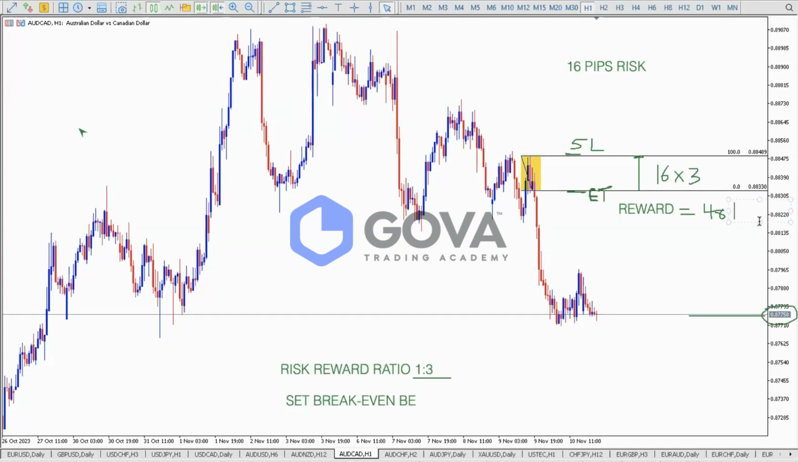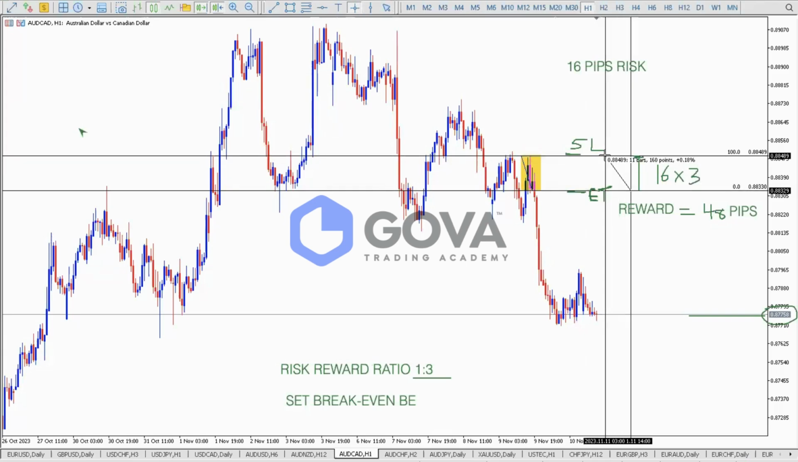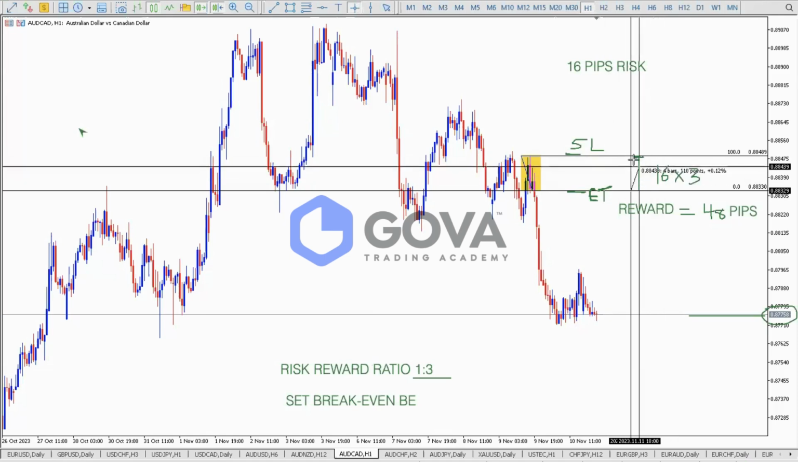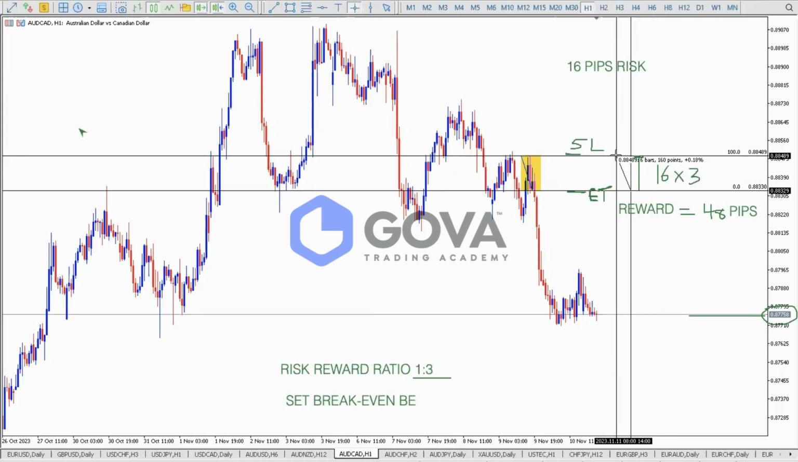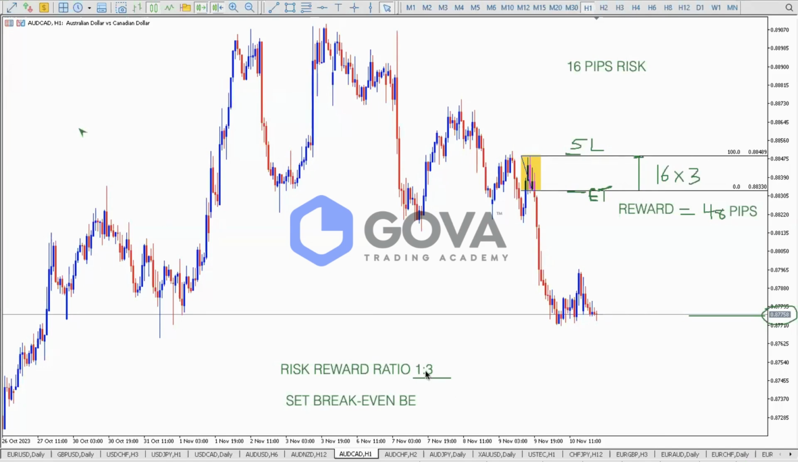Let me write it again. Now let us calculate again. You can see in the first area here, we calculated from the proximal line all the way up to the distal line, which gave us 16 pips. So now we are going to calculate 48 pips because our risk here is 16 pips. If we are going to be taking profits using 1:3, it means that the risk we are taking is multiplied by 3. Multiplying it by 3, that is what gave us 48.